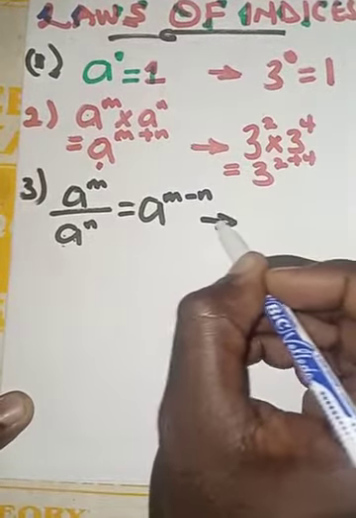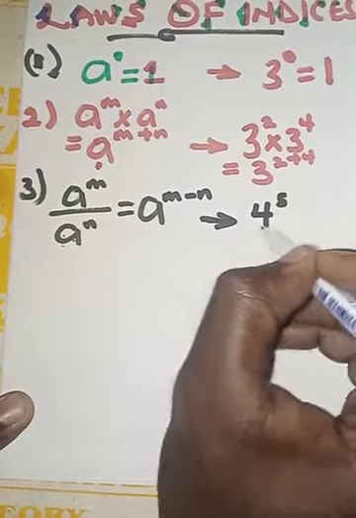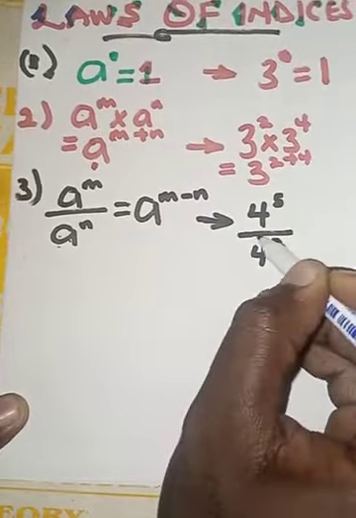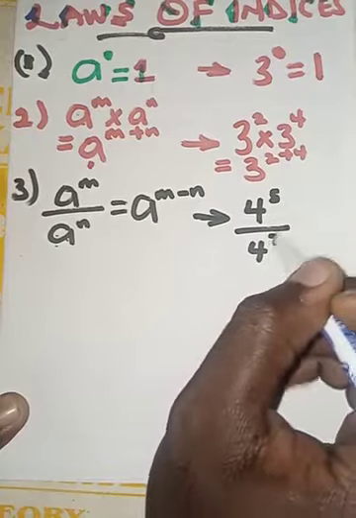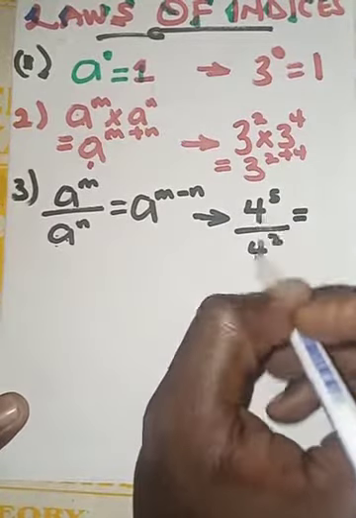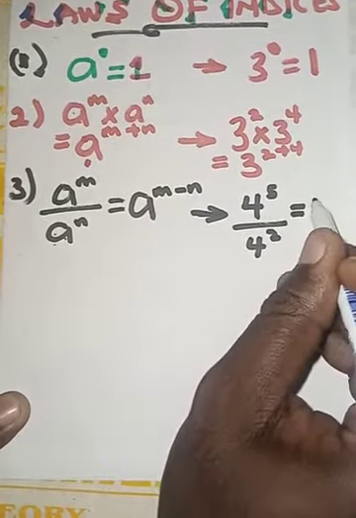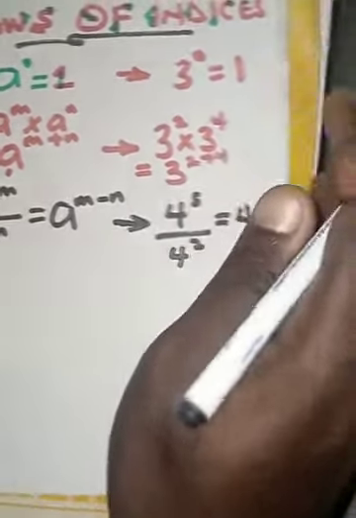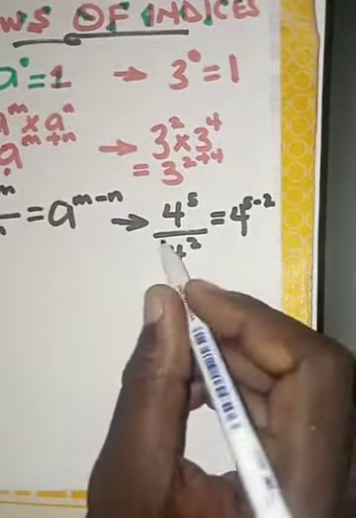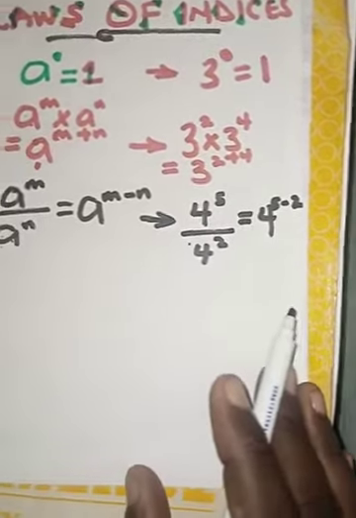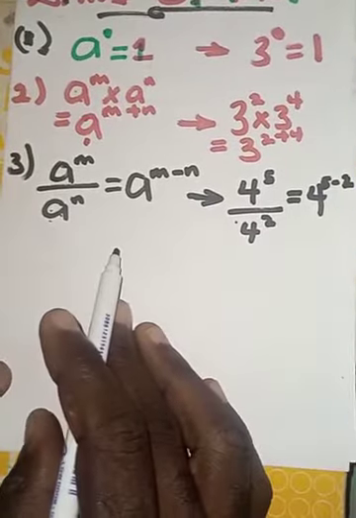Let's look at an example of that. A good example is when we have 4 raised to power 5 all over 4 raised to power 2. You can see they have the same base. The base of the numerator and the denominator is 4. So in that case, let's bring one out. That's going to be 4 raised to power 5 minus 2. The division sign will change to minus.